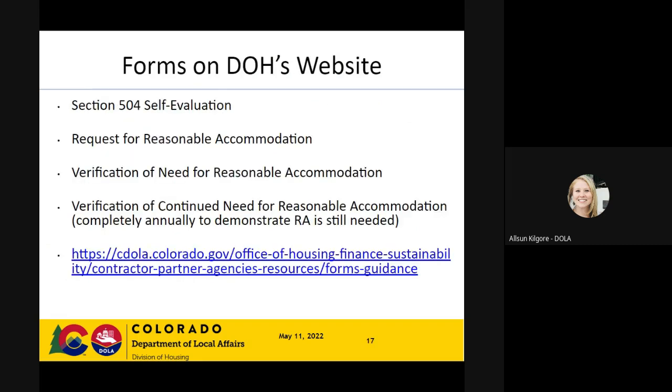And these forms can all be found on DOH's website. Again, we'll send out a copy of these slides so that you're able to use those. We have the self-evaluation. We have samples of the request for reasonable accommodation, as well as the verification of need and verification of continued need for reasonable accommodation. Those are templates. You're welcome to take them and make them your own. You may have existing ones. There are also some templates that you can find online. Just make sure you're using a knowledgeable source.